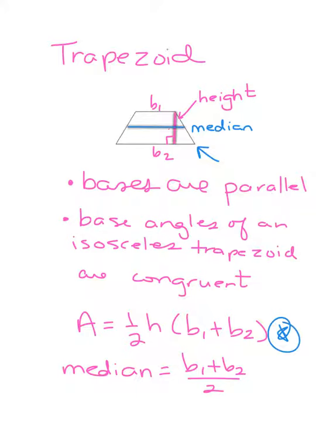The other thing we can look at is the median. The median is this blue line here. And to find the measurement of the median, we simply add the bases and divide by 2.